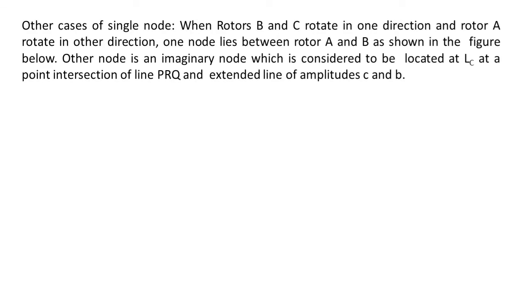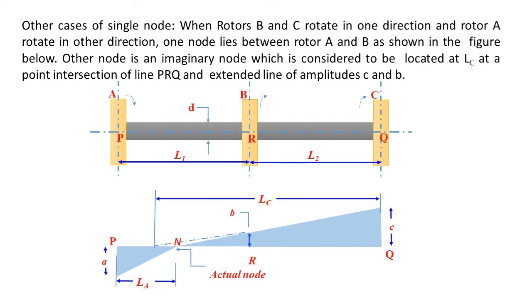Other case of single node. When rotors B and C rotate in one direction and rotor A rotate in other direction, one node lies between rotor A and B as shown in the figure below. Other node is an imaginary node which is considered to be located at LC at a point of intersection of line P or Q and extended line of amplitudes C and B.